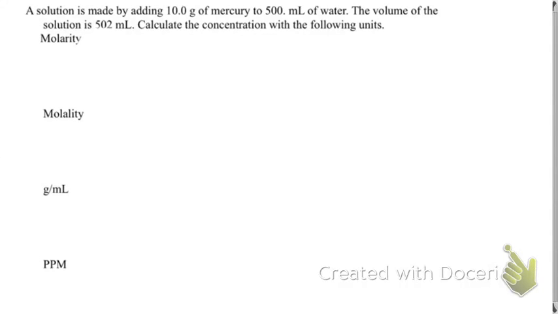Alright, ladies and gentlemen, today we're going to learn how to do some concentration calculations. We're going to learn how to calculate molarity, molality, grams per milliliter, and parts per million. And we're going to start off with molarity. So the generic equation for solving any molarity problem is capital M, the big M is molarity, equals moles of solute divided by liters of solution.